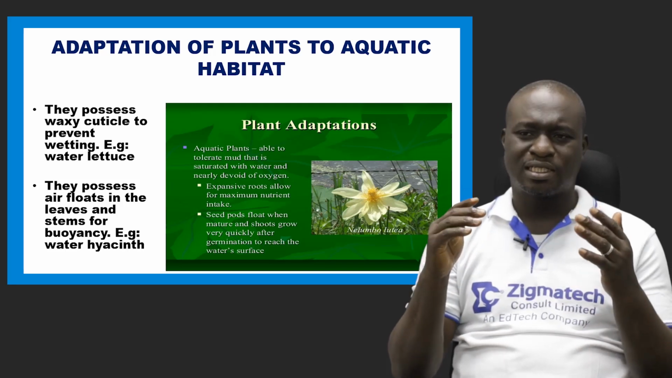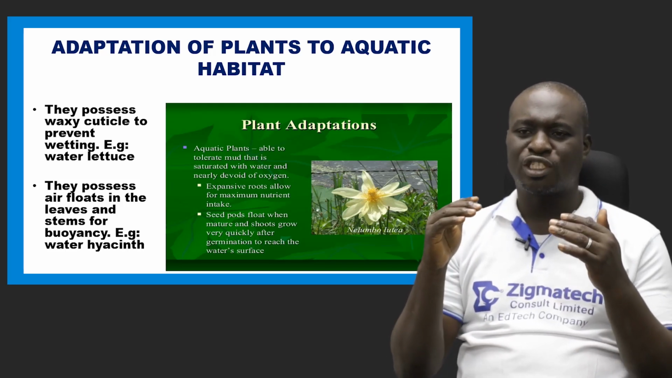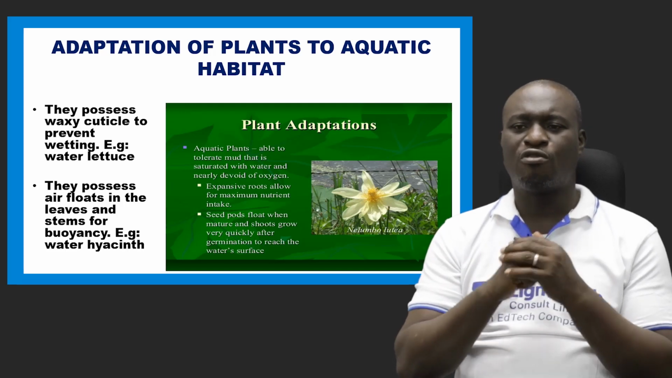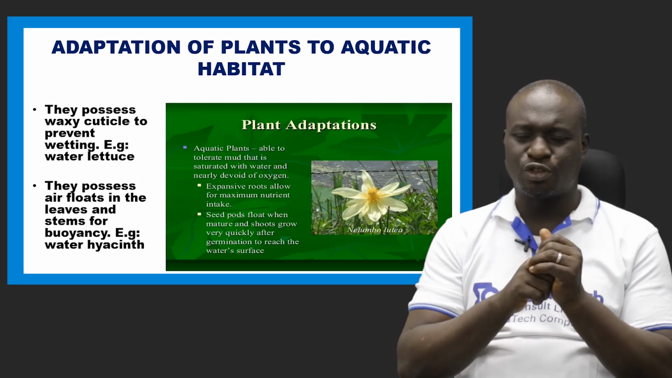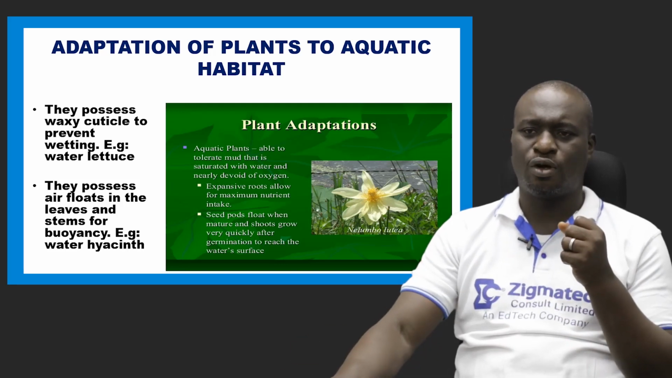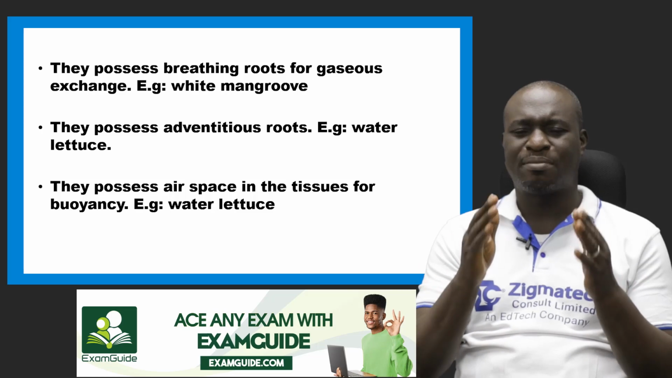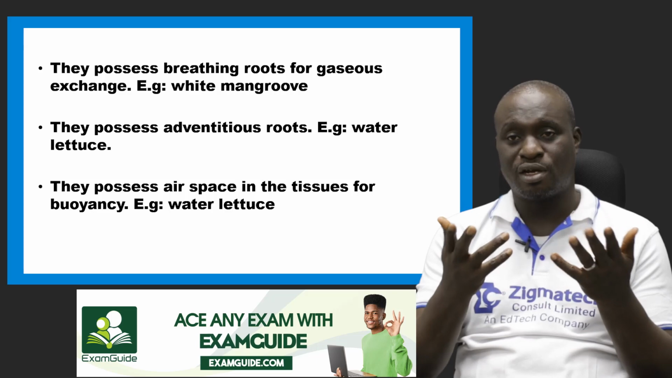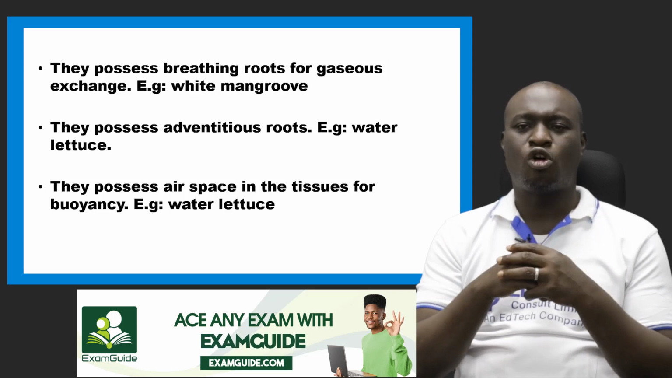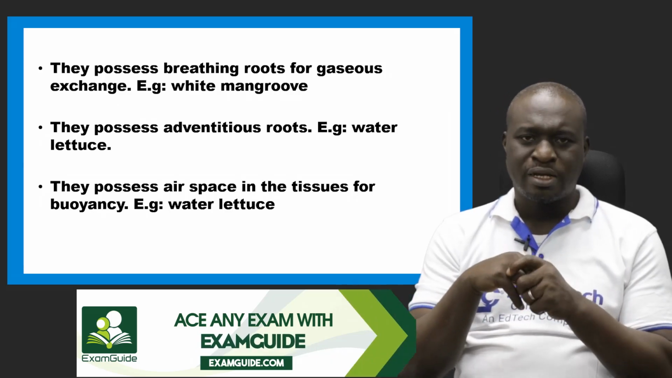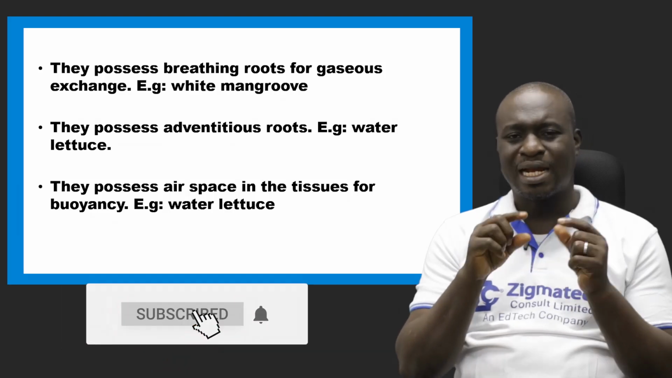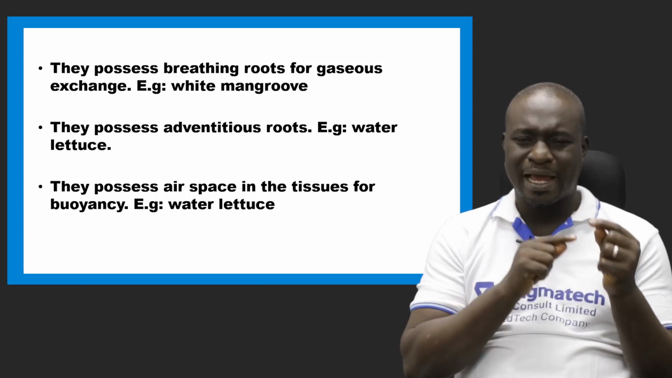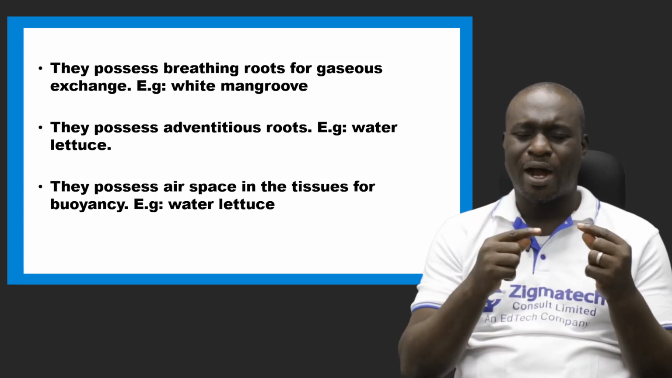Now, aquatic plants have the ability to tolerate mud that is saturated with water and nearly devoid of oxygen. Please take note of that. They have that ability also. And then another adaptive feature that can be observed is that they possess what we call breathing roots. As the name implies, breathing, it is for gaseous exchange. And you see that in the white mangrove.